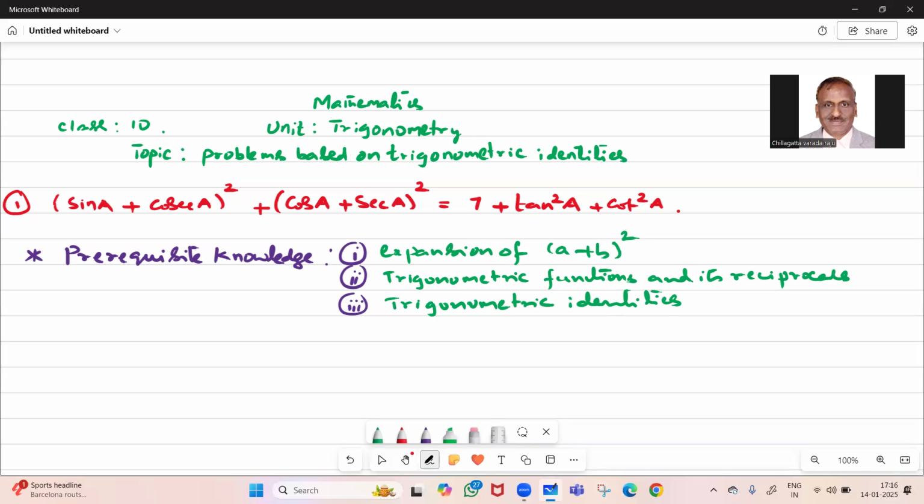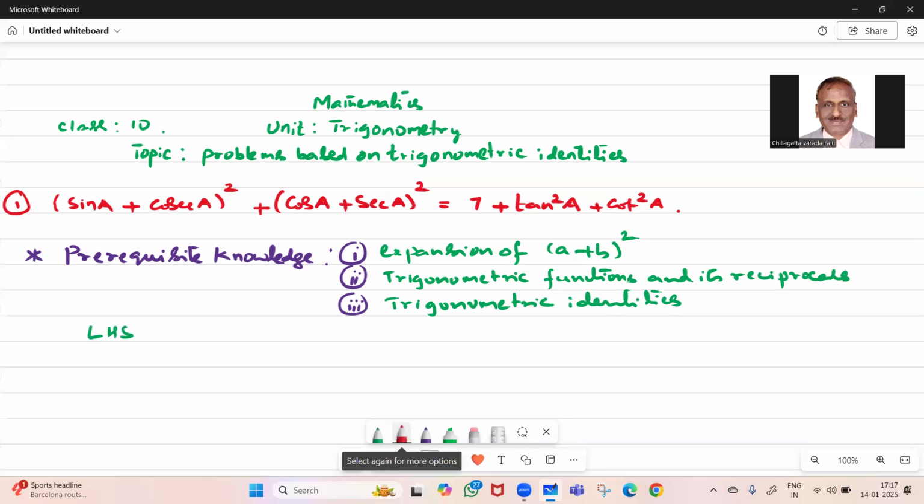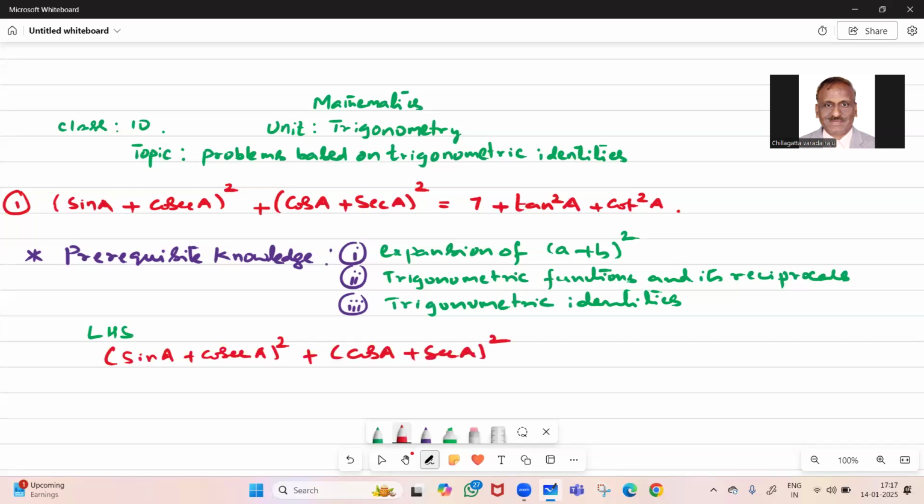So let us take the LHS part of the given condition. What is the LHS part? (Sin A + cosecant A) whole square + (cos A + secant A) whole square. So from here we have to arrive at the RHS.